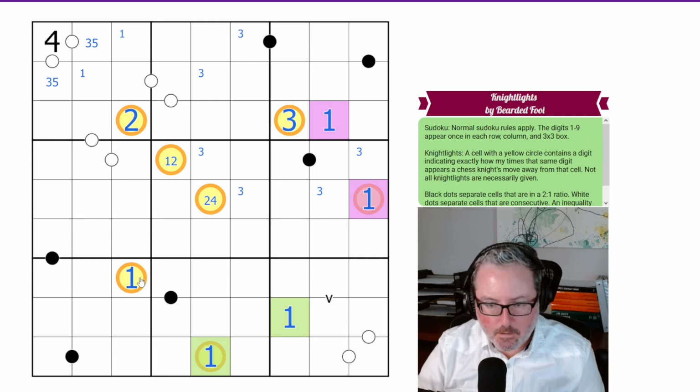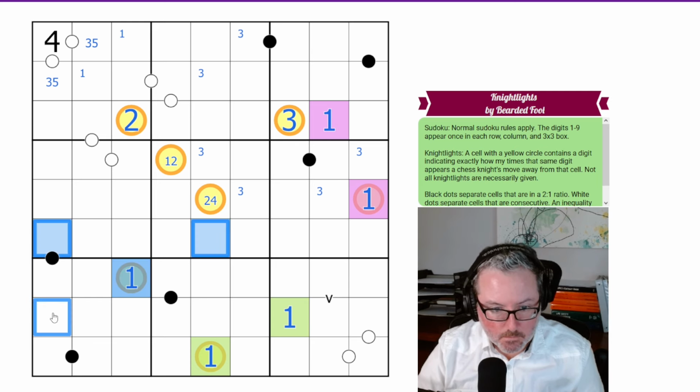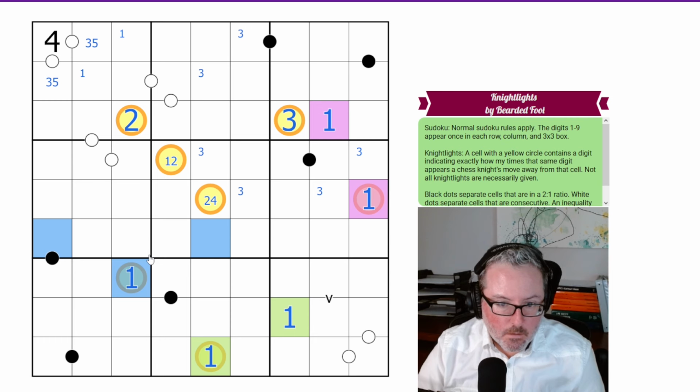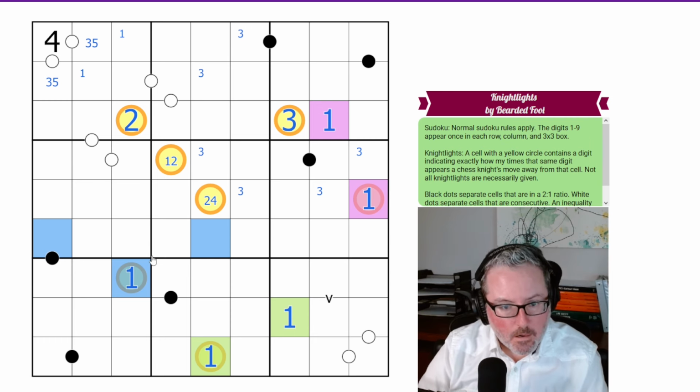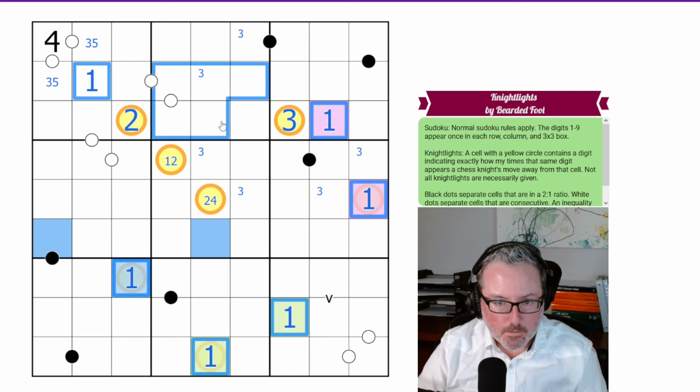Now that we know that this is a 1, there either is a 1 in one of those two, and it can't be either of those. So let's color this bad boy. We'll call him blue. So we know one of these is a 1. We know it couldn't be either one of these because we've already got 1s in those boxes. Okay, this one sees this one, so this is a 1 up here. So the 1s might be doing a little bit more than I thought they were going to do.